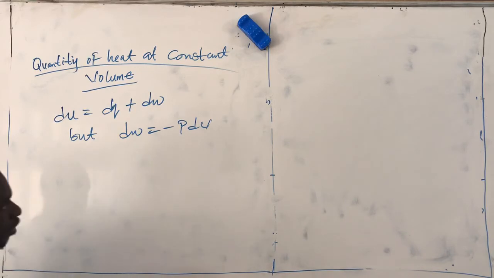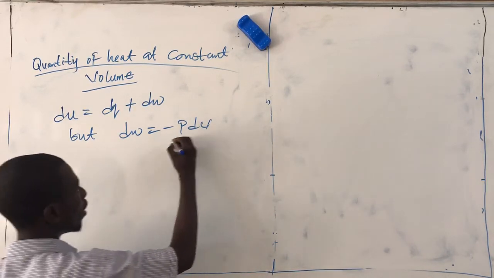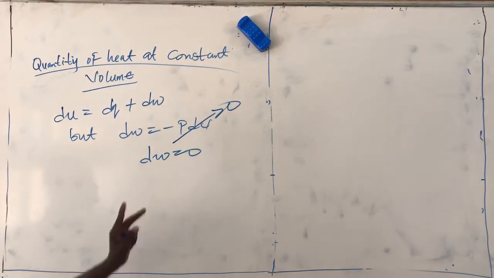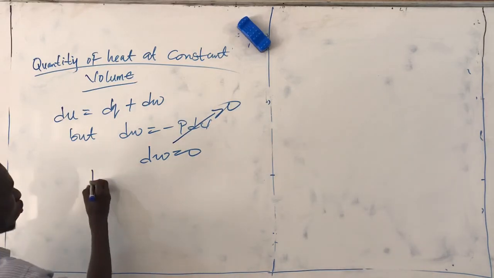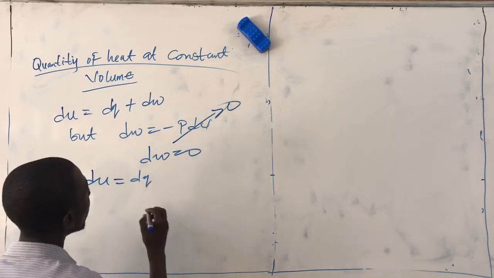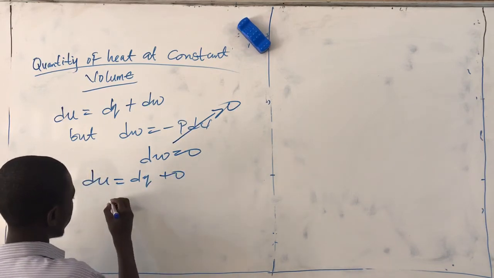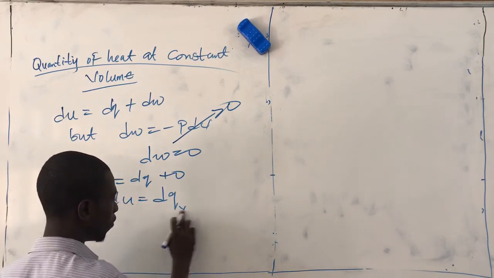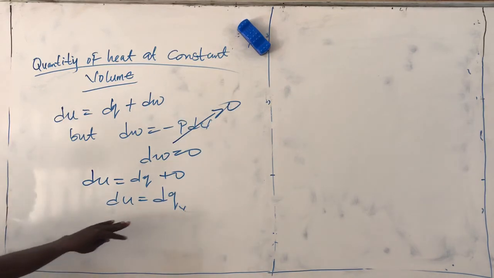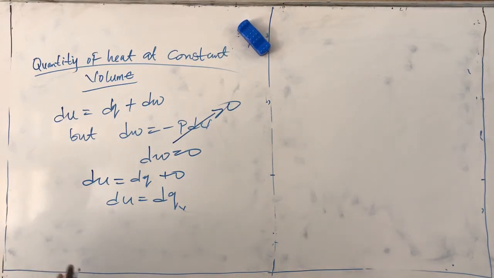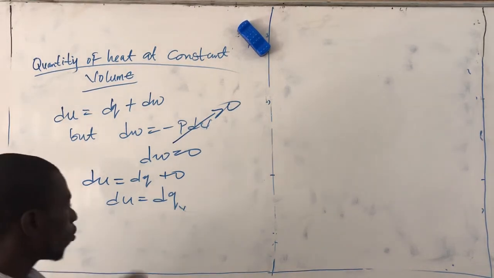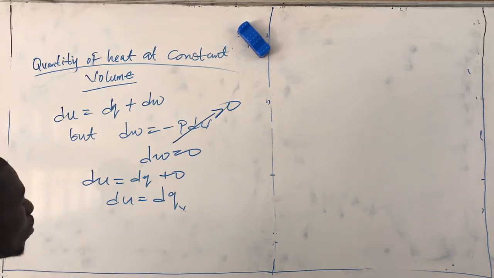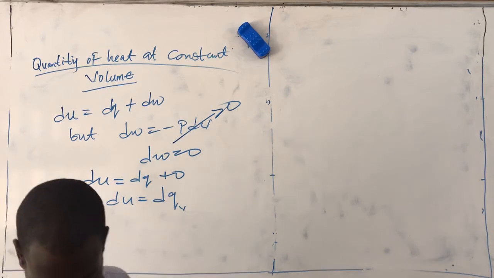So at constant volume, that means there is no change in volume. dV is 0, therefore our dW is equal to 0 at constant volume. Our work done is equal to 0. Therefore dU is equal to dQ plus 0. Therefore our dU is equal to dQ, let me write subscript V. This is telling us that any heat transferred into a system at constant volume will be used in raising the internal energy of the system. Therefore, the change in internal energy of a system is the same thing as the quantity of heat transferred into a system at constant volume. We've established this.